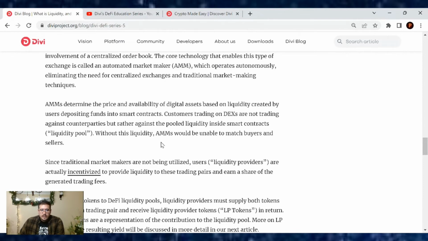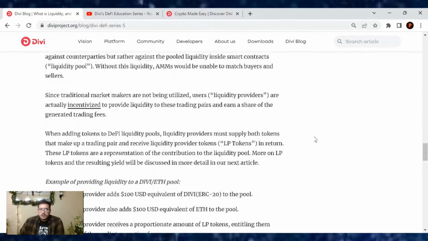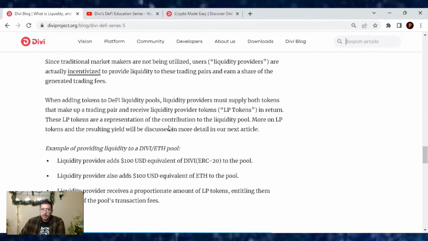Now, without this liquidity, automated market makers would be unable to match buyers and sellers. Since traditional market makers are not being utilized, liquidity providers are actually incentivized to provide liquidity to these trading pairs and earn a share of the generated trading fees. Now, when adding tokens to DeFi liquidity pools, liquidity providers must supply both tokens that make up a trading pair and receive liquidity provider tokens, otherwise known as LP tokens, in return. These LP tokens are a representation of the contribution to the liquidity pool. More on LP tokens and the resulting yield will be discussed in more detail in our next article.